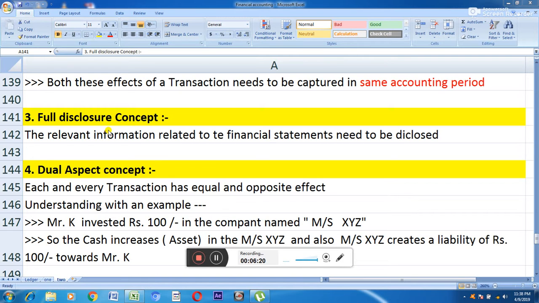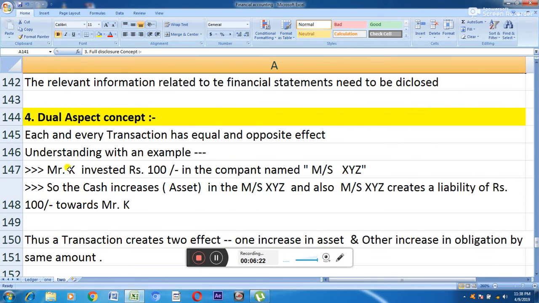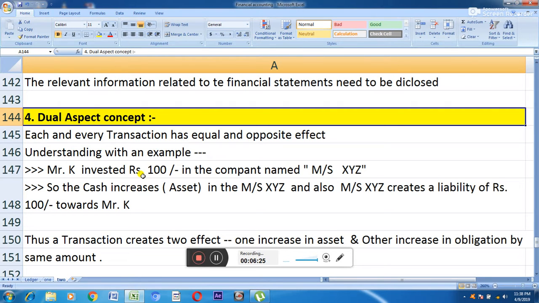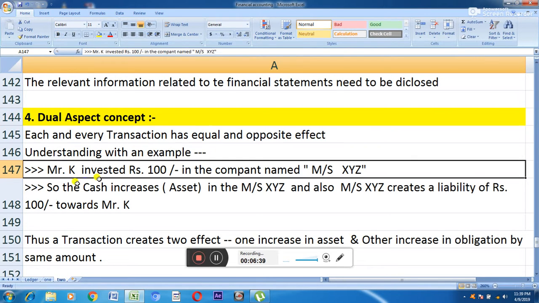published. Now we have dual aspect concept. What is dual aspect concept? It is each and every transaction has equal and opposite effect. So we can understand this by an example. Say Mr. K has invested 100 rupees in the company named XYZ.